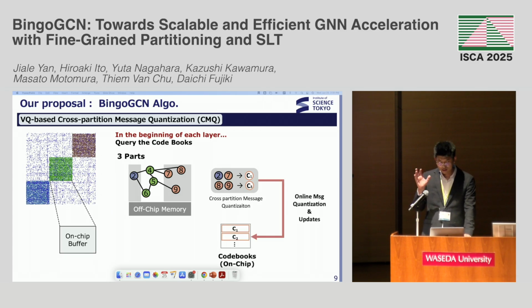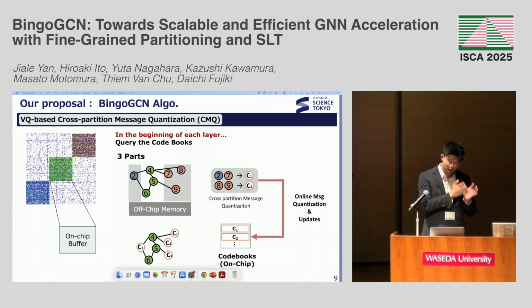It stores quantization values of all cross-partition nodes, and we find all cross-partition nodes can be mapped to the corresponding centroids, like here C1 and C2. Then we replace them. Following this style, we can finish from P1 to P2 to P3, and compared with the traditional method, this can significantly eliminate the off-chip memory access of inter-partition nodes.